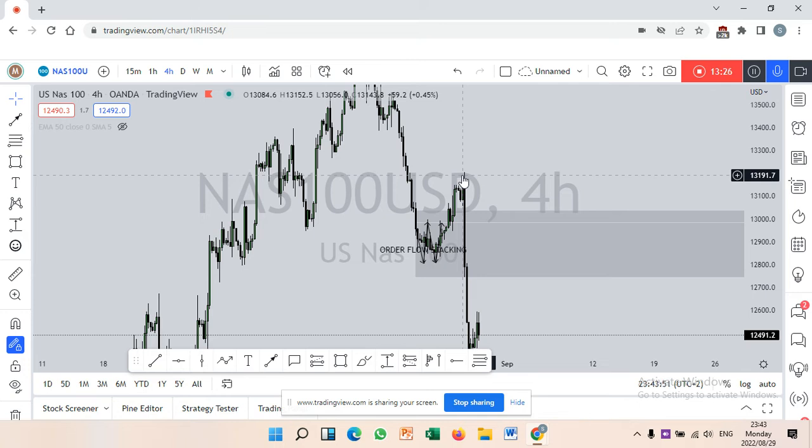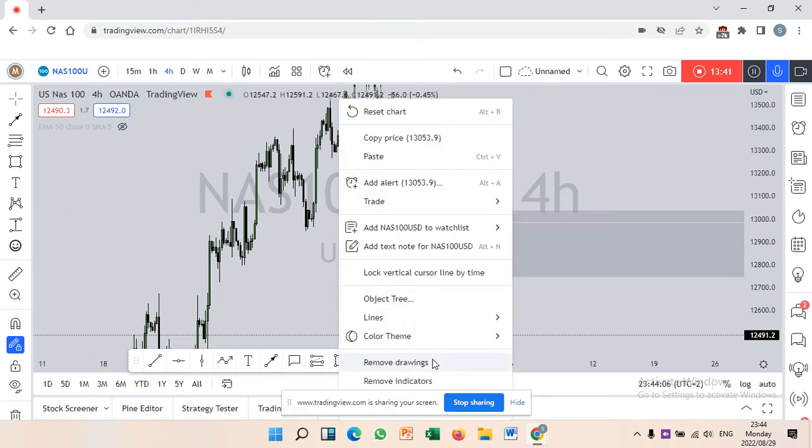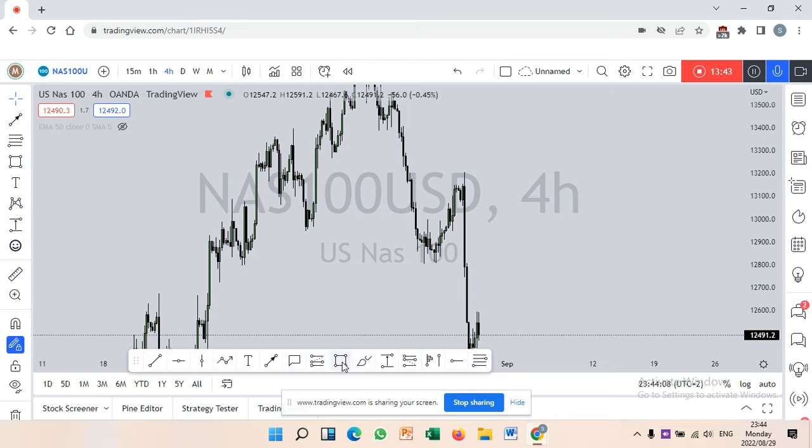The type of orders that are being stacked are the bearish orders. We understand the main point of this is to get price lower than what price was before. So we mark our supply zones, and now we understand how we've approached this consolidation. We know it's bearish order flow stacking.